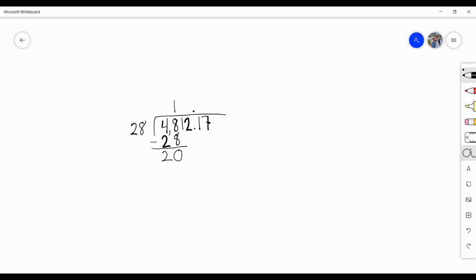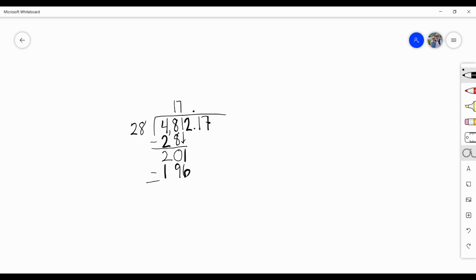The next thing I do, since I've written down my difference, is to bring down. I have to bring down this 1. Now I repeat my steps. 28 goes into 201 7 times. So I have to multiply. I write down the 7. Now I multiply the 28 times 7, and I get 196. I write it down below.